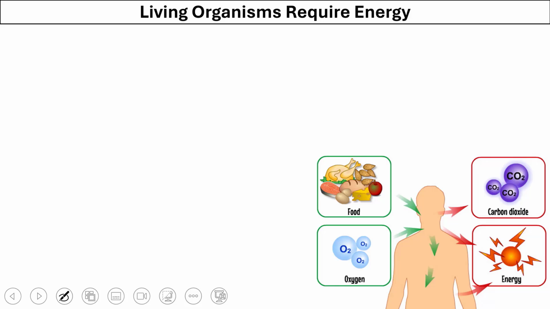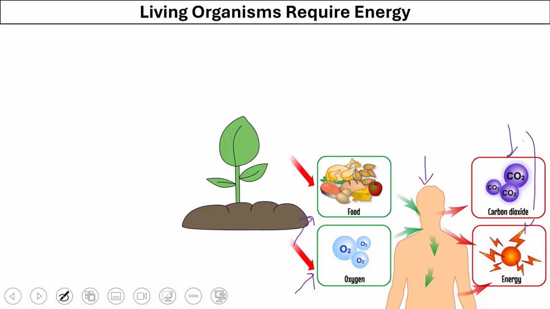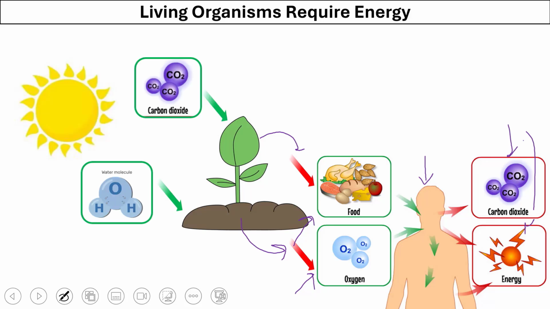In your daily life, you have seen that human beings eat food, breathe in oxygen, and produce carbon dioxide, and then they get energy after eating food to do their work. Food comes from plants and oxygen is also produced by plants. But how do plants produce this food and oxygen? Plants use carbon dioxide and water and obtain the energy from sunlight. Oxygen is produced as a byproduct.